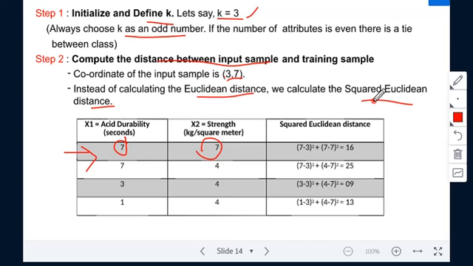We are using squared Euclidean. The formula of Euclidean distance is the square root of x1 minus y1 whole square plus x2 minus y2 whole square. Let us take the test point as y1 comma y2. So here 7 minus 3 whole square plus 7 minus 7 whole square, and we get 16. Next, the same procedure we continue with the remaining instances. So we get the distance like this: 7 minus 3 whole square plus 4 minus 7 whole square is equal to 25.